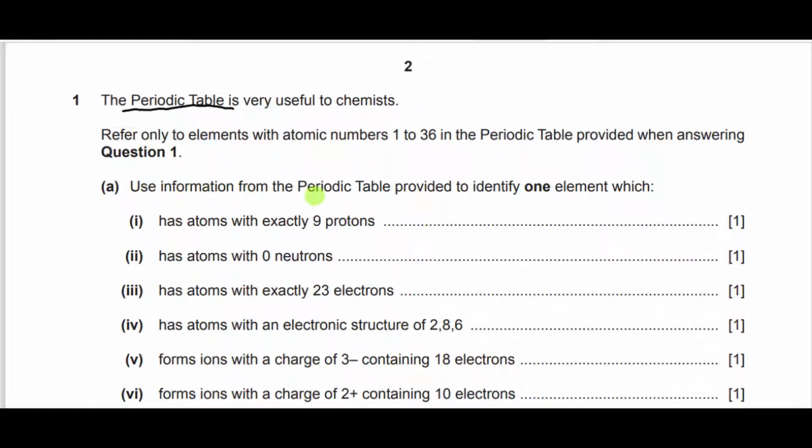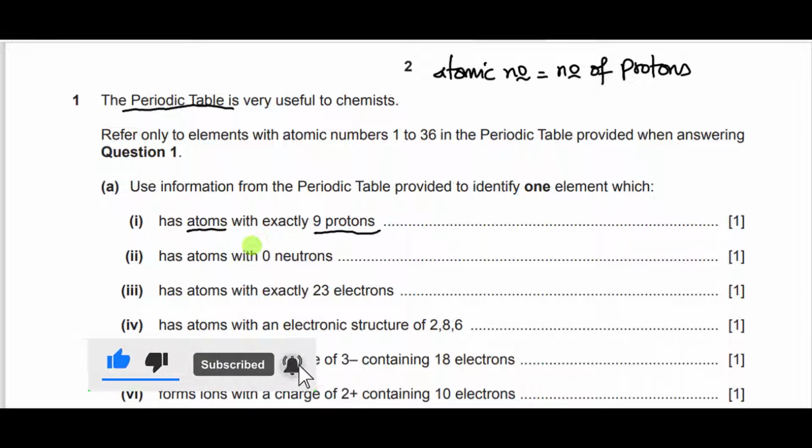So, use information from the periodic table provided to identify one element which has atoms with exactly 9 protons. Now, for it to have exactly 9 protons, remember the keyword is atoms, which is neutral, right? And has 9 protons. Remember, the elements are arranged in order of increasing atomic number. An atomic number is the same as the number of protons in the nucleus of an atom.